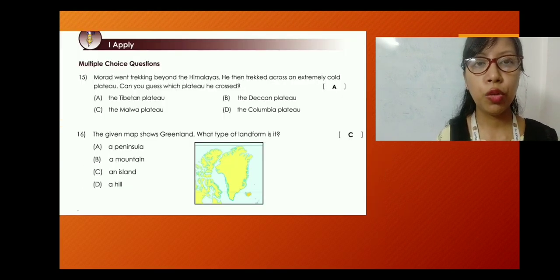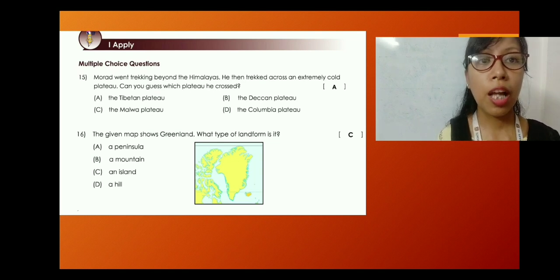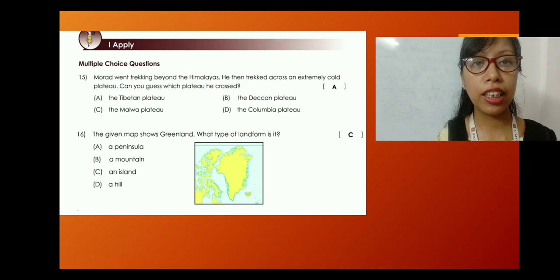Now let's move towards the multiple choice question. This also I have given you homework, so kindly correct the answers. Question number 15. Morad went trekking beyond the Himalayas. He then trekked across an extremely cold plateau. Can you guess which plateau he crossed? A, the Tibetan Plateau. B, the Deccan Plateau. C, the Malwa Plateau. And D, the Columbia Plateau.